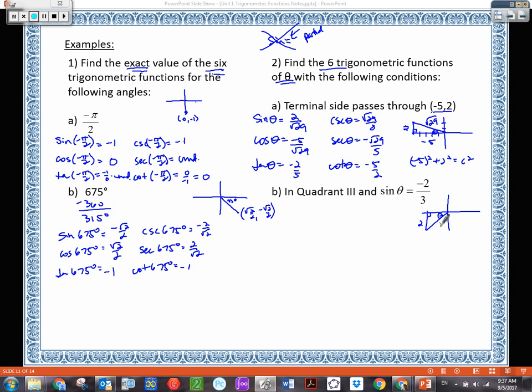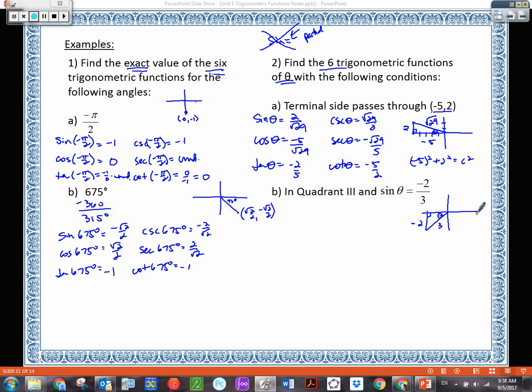Now, I need to point something out here about the sign of the negative 2. Some students get really confused and think that whatever is in the numerator is the thing that's negative. That's not always the case. We need to look at the context. We look at what quadrant we're in, quadrant 3. So would the y value be negative, or would the hypotenuse be negative? Well, in this case, it's the y value that's negative. It's not the hypotenuse. So it just so happened that it is -2.